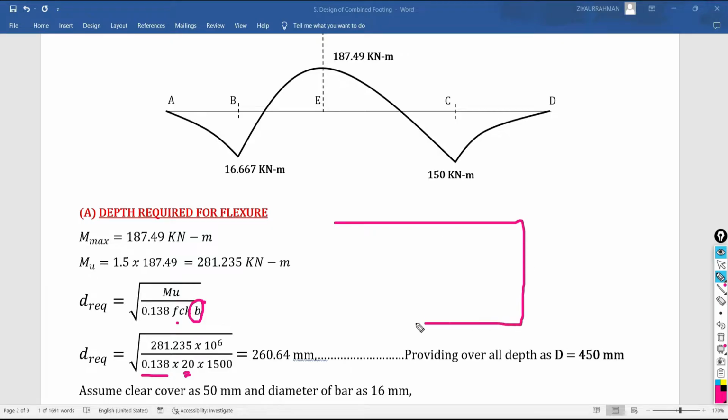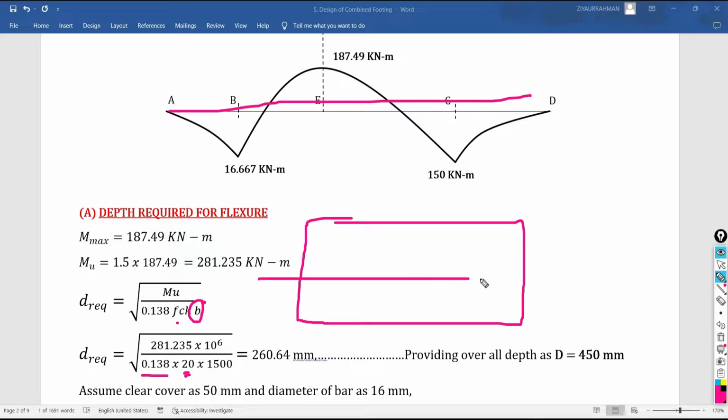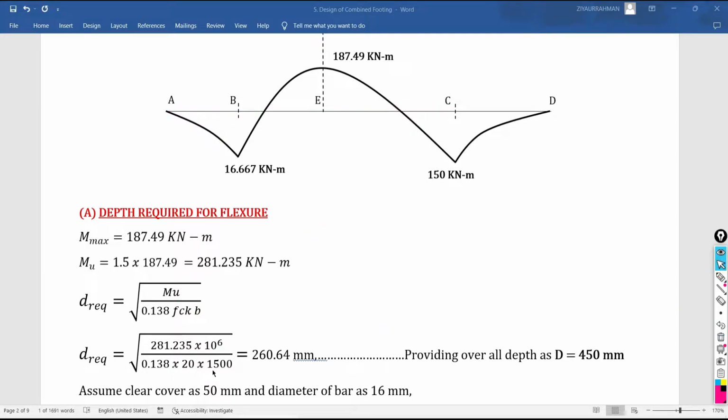So what is the total width of your footing? We are doing the calculation along the length, and for that the total width is 1.5 meter. So it is going to become 1500 mm, and you have to put 1500 mm here.